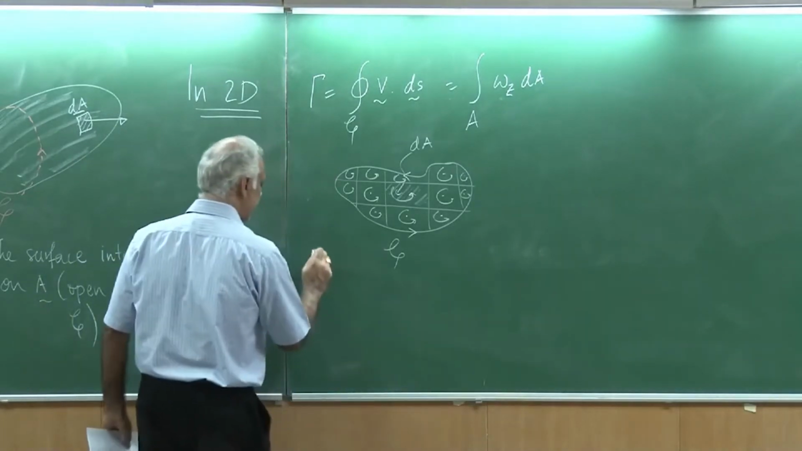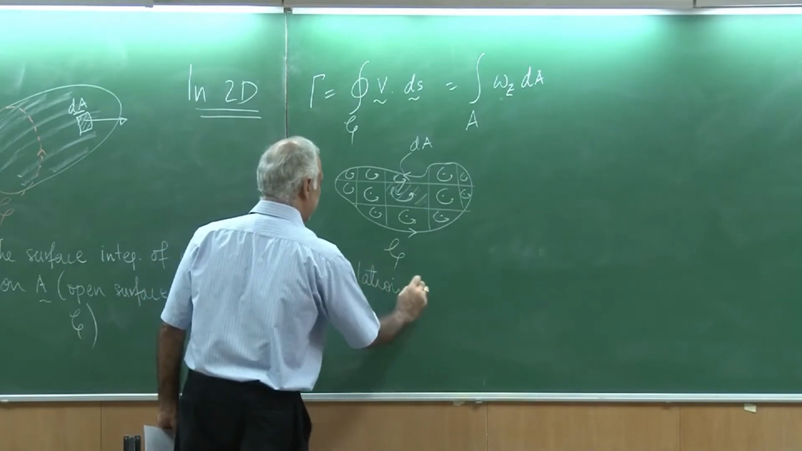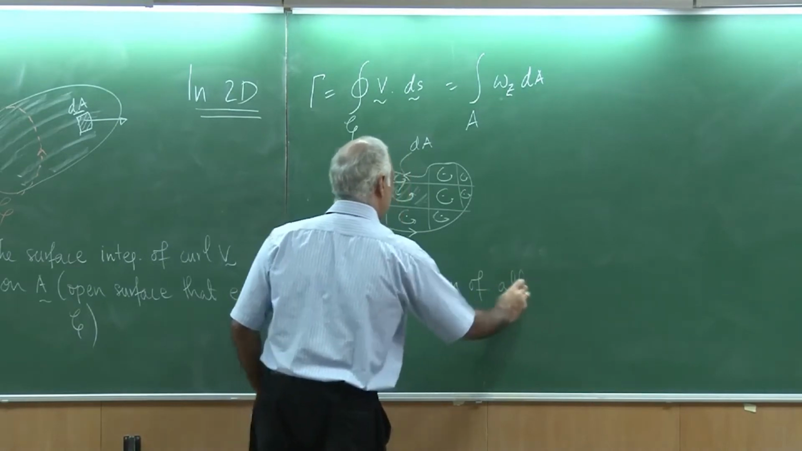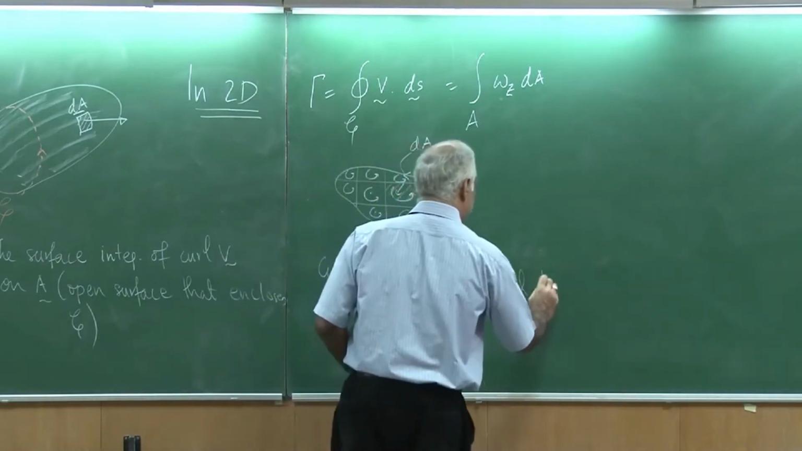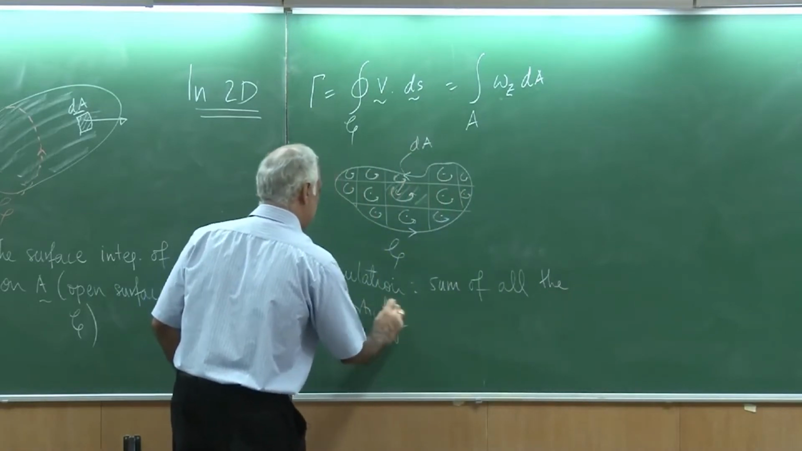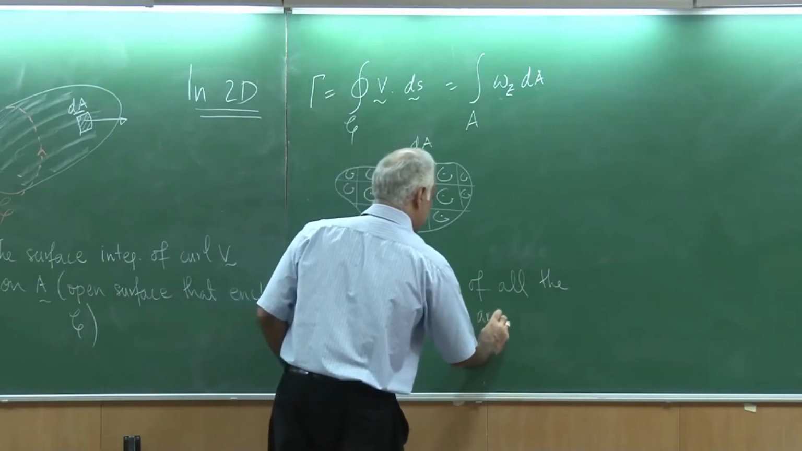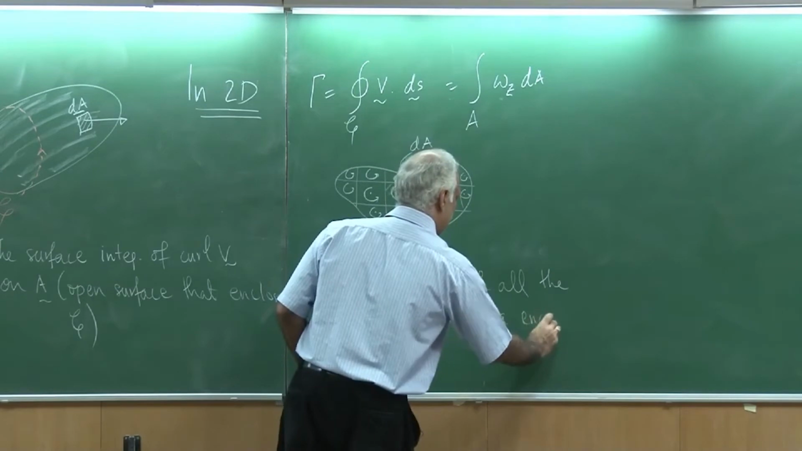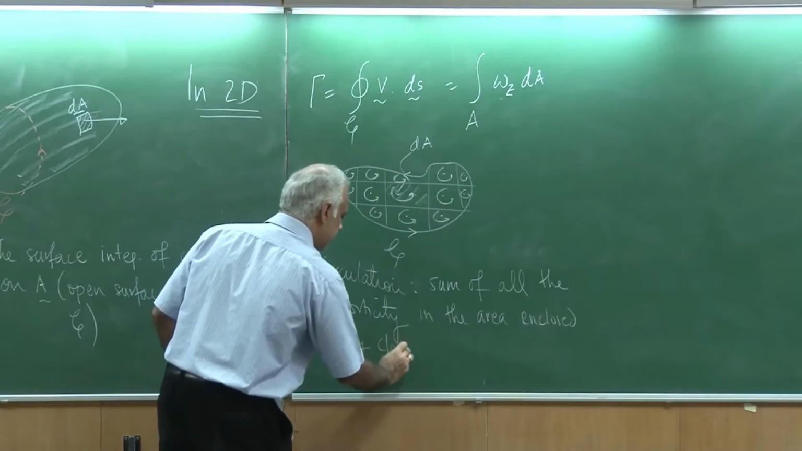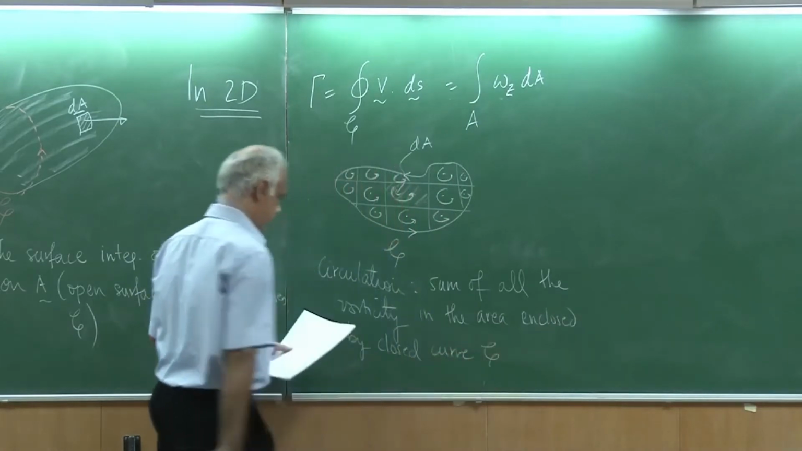So, in some sense what we are saying is that circulation is actually the sum of all the vorticity in the area enclosed by closed curve C. Okay.